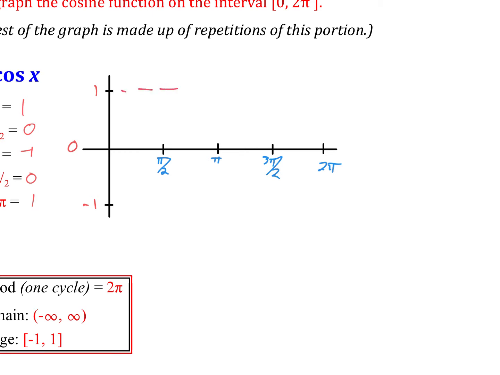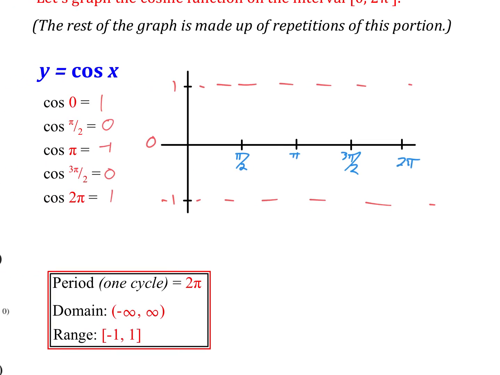We'll sketch in our little boundary lines. In this function, we are starting off when my angle measure is 0, my function value is 1. At pi halves, we're back down to 0. Then we go down to negative 1, back to 0, up to 1.